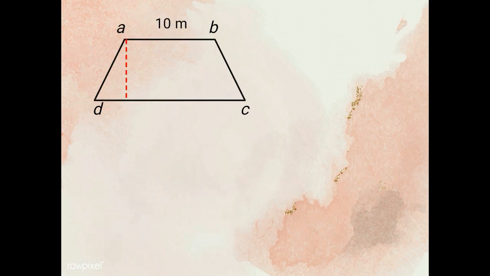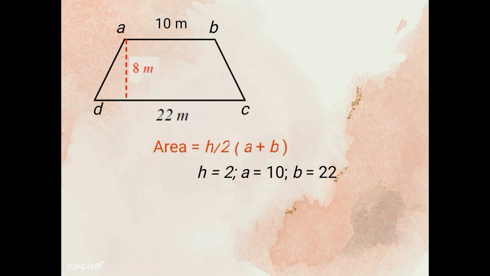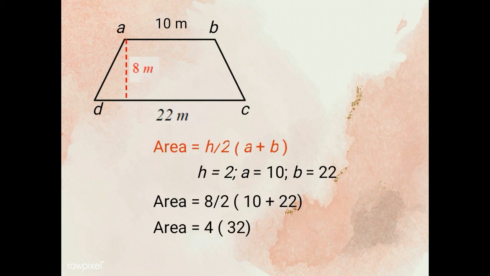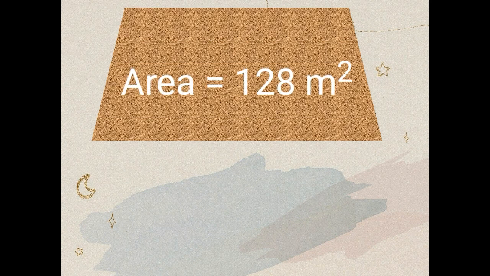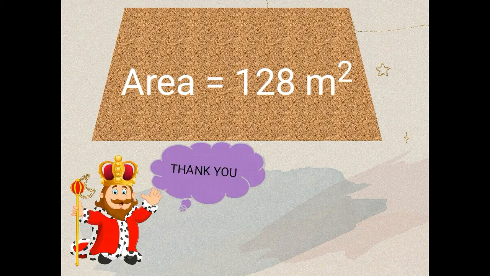After we have found all the things we need to find the area of trapezium, like upper base, lower base, and of course height of trapezium, we can easily use the formula of area H over 2 times A plus B. By substituting the known value, we will get area is equal to 4 times 32. Then we will get the area of trapezium is 128 meter square. So, the area of King's Park is 128 meters square.